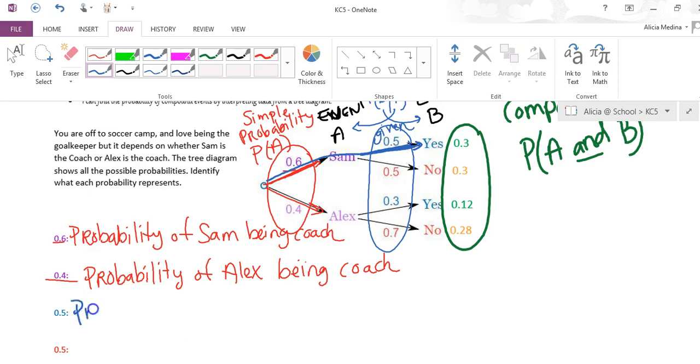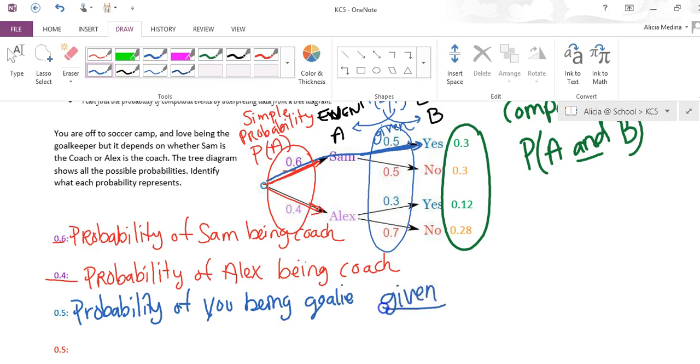So probability of you being goalie given, that's important, you do need that word here because this is our conditional probability. Because what happened before? Well, what happened before is that Sam is the coach.